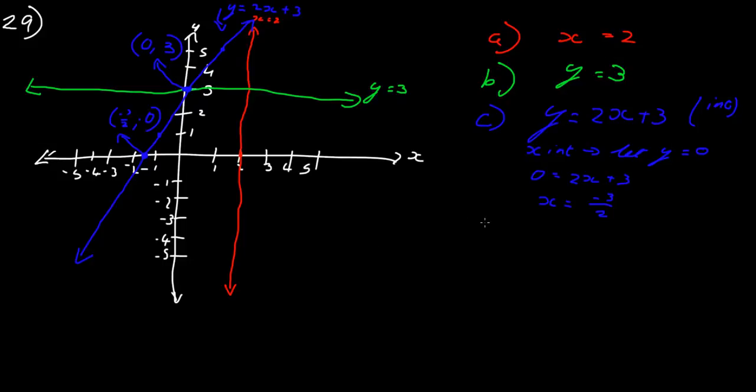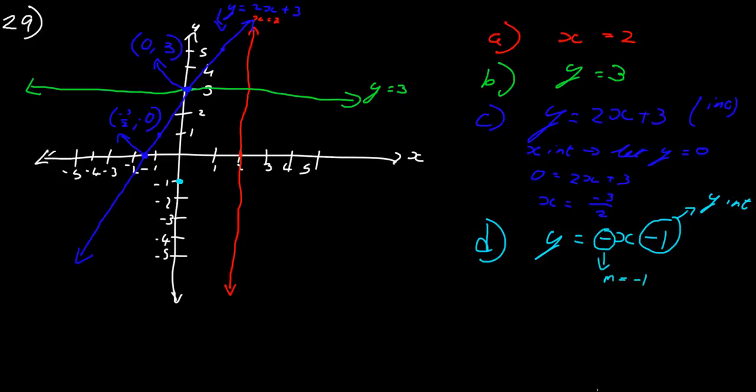Next, we've got number D. And D is y equals minus x minus 1. So we already know that our y-intercept is minus 1, so let's draw that in. We also know that the gradient of the line is minus 1, so m equals minus 1. And what does that mean? That means that for every time x increases by 1, y is going to decrease by 1.